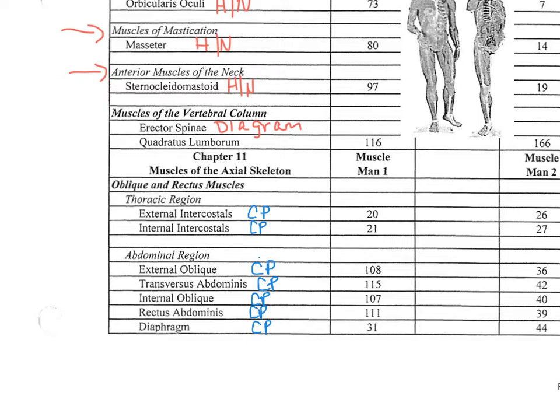Then we're going to look at the trunk model. Well, before you switch the page, let's look at Quadratus Lumborum. That's going to be on the trunk model. Quadratus Lumborum will be on the trunk, on the front of the trunk. Okay, T for trunk.